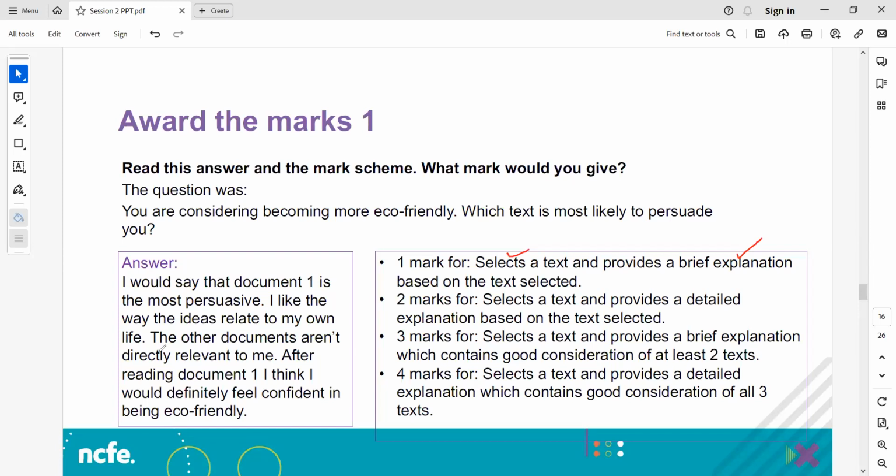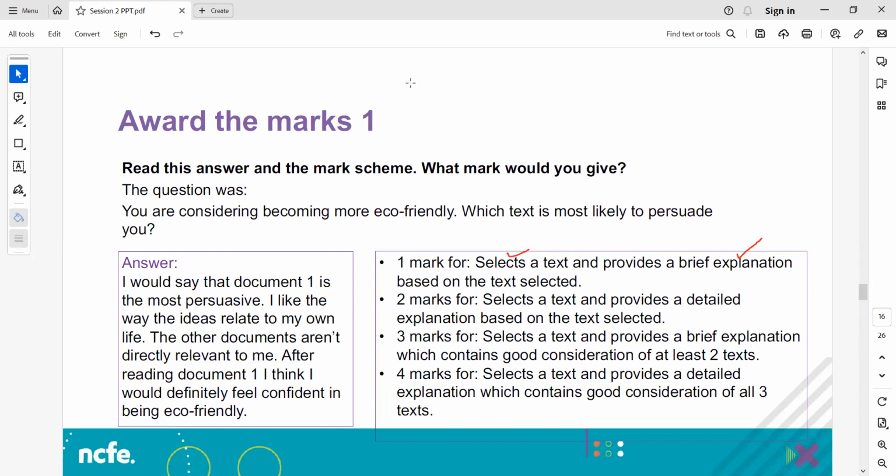So this question, straight away we can see it's really short, so it's unlikely to be getting 4 marks. But if we look at the mark scheme, it's only really getting 1 mark because it selected the text and provided a brief explanation of why they've chosen it, but it's not given a detailed explanation. They've not given any more information about the text, have they? There's no paraphrasing or quotes or anything like that. So just 1 mark for that answer.